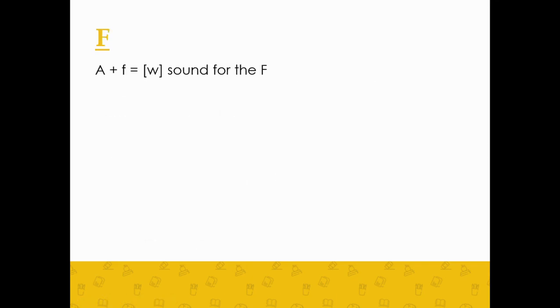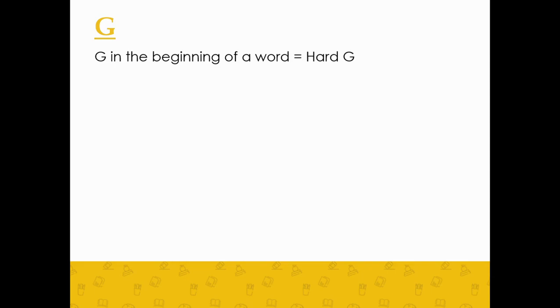So A and F sounds like a W sound for the F. Example would be "aftale". Aftale is an appointment. Then we have the G. G in the beginning of a word is what we call a hard G, so a G sound. Example is "gammel", which is old, and "godt", which was good.